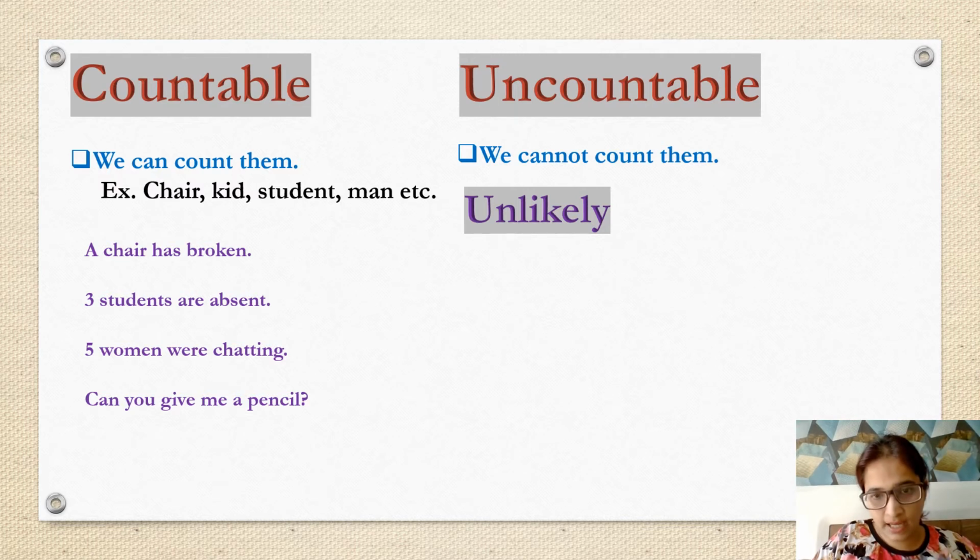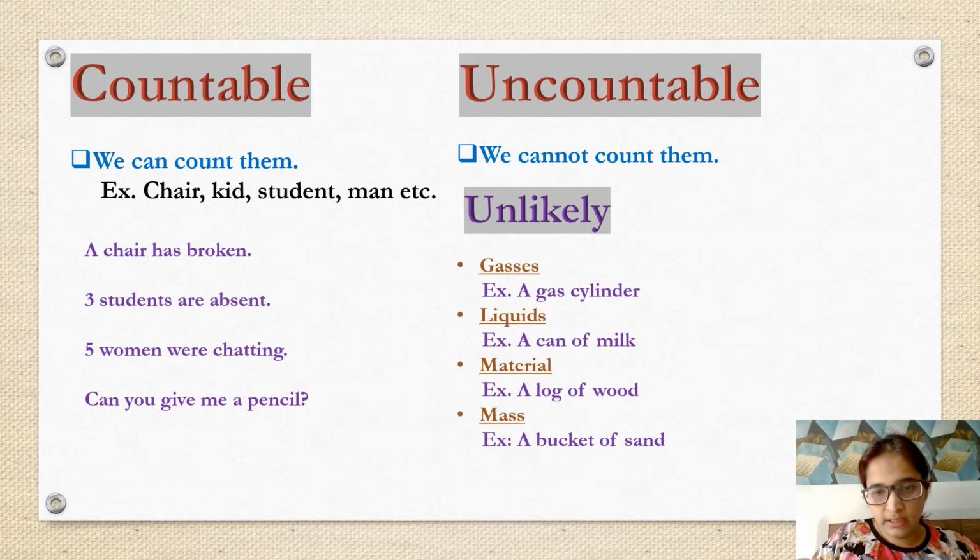One is likely, unlikely. Okay, what is unlikely? Now for example, when you see gases, can you really count gases? You can't, right? You can't count gases, so hence it falls under the uncountable nouns. But you can still give it a certain measure. You cannot count them, but you can still put them into a certain measure.